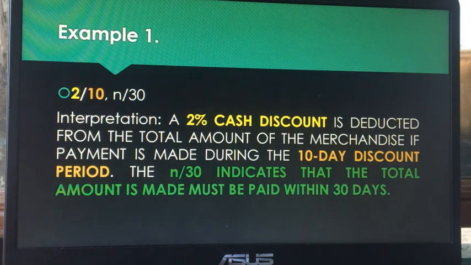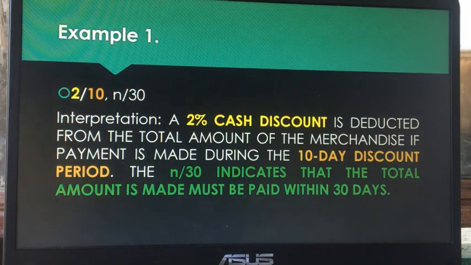So the interpretation of this payment term 2/10 and N/30 is a 2% cash discount is deducted from the total amount. So let's assume that we already have a total amount purchased in a particular factory. So you will be having a 2% cash discount from the total amount of the merchandise if the payment is made during the 10-day discount period.